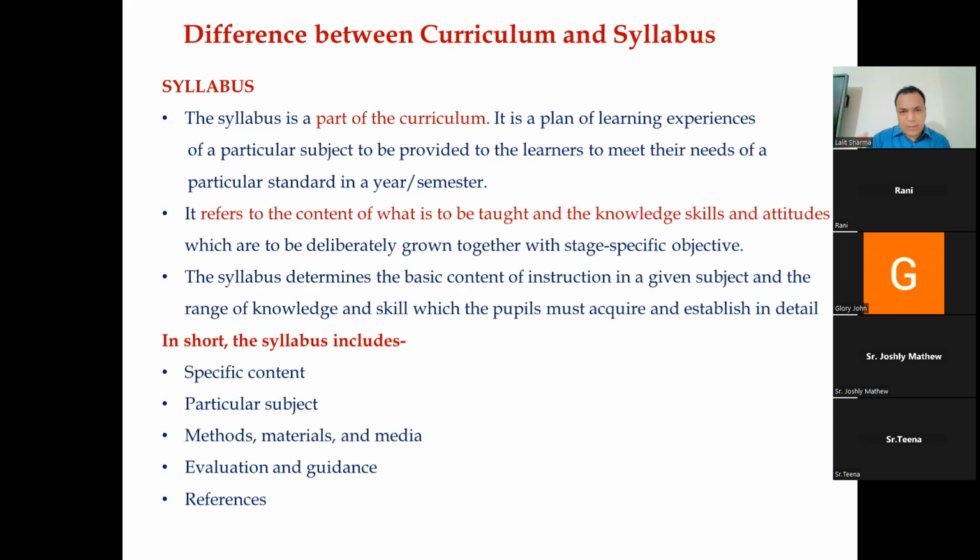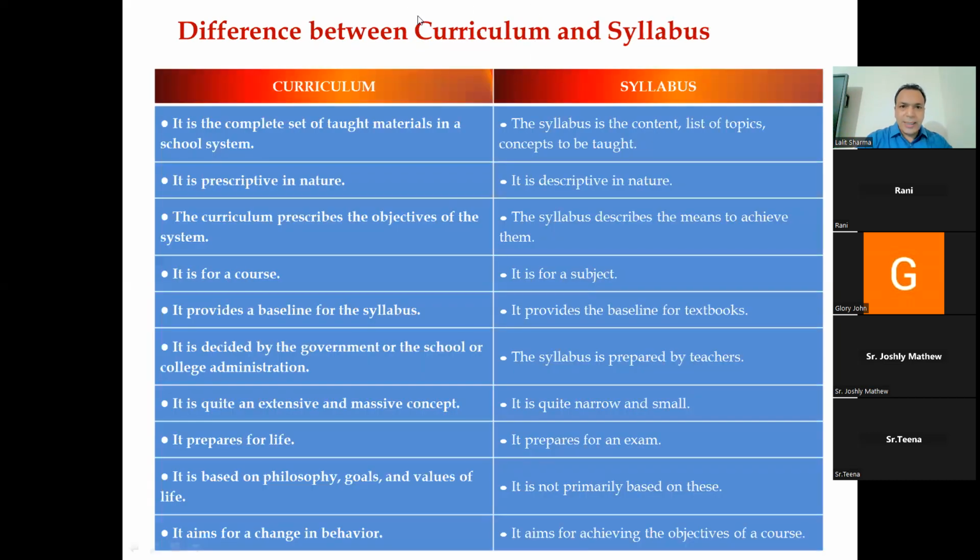We are just discussing the meaning, nature and characteristics of curriculum. Slowly and gradually, as we move, we come to know what other things curriculum includes. So this is some of the difference between curriculum and syllabus. I'm recording this lecture, so later on you can pause the video and see it in detail. Curriculum is a complete set of taught material in a school system, and syllabus is the content list of a topic or concept to be taught. Curriculum is prescriptive in nature. Syllabus is always descriptive in nature, right?